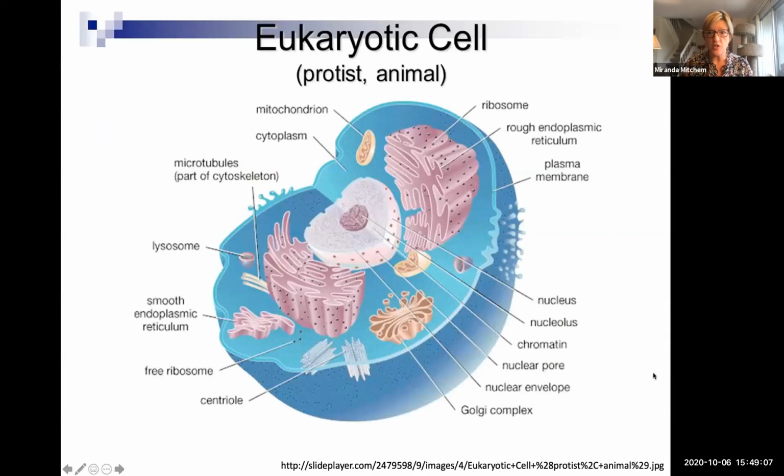So here's a cartoon of a eukaryotic cell. And first off, there's a lot more stuff in here. So you can see it's all labeled. I've given you a couple different figures to look at. We'll go through each of these structures as we progress through the content of this lecture.